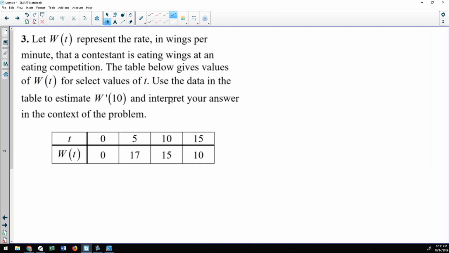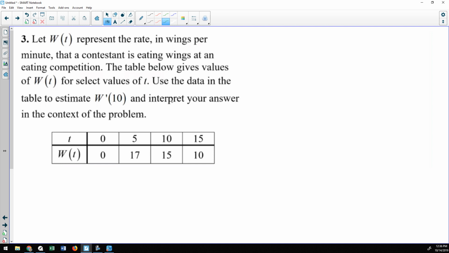So we're going to start by getting W prime of 10, and one thing to remember is that a derivative or a rate is always a slope, and in this case, because we only have a table of values, the only way we're going to be able to get a slope is old-fashioned algebra 1.